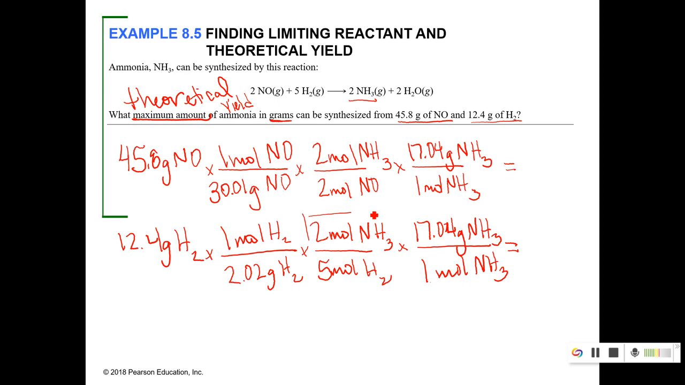Hopefully you realize that this part from here on, those are going to be the same in both problems because we're solving towards the same product. It is very important that you solve to the same product because if you don't, you can't compare them. It would be like comparing apples and oranges, which is not useful. You have to compare apples to apples or oranges to oranges.